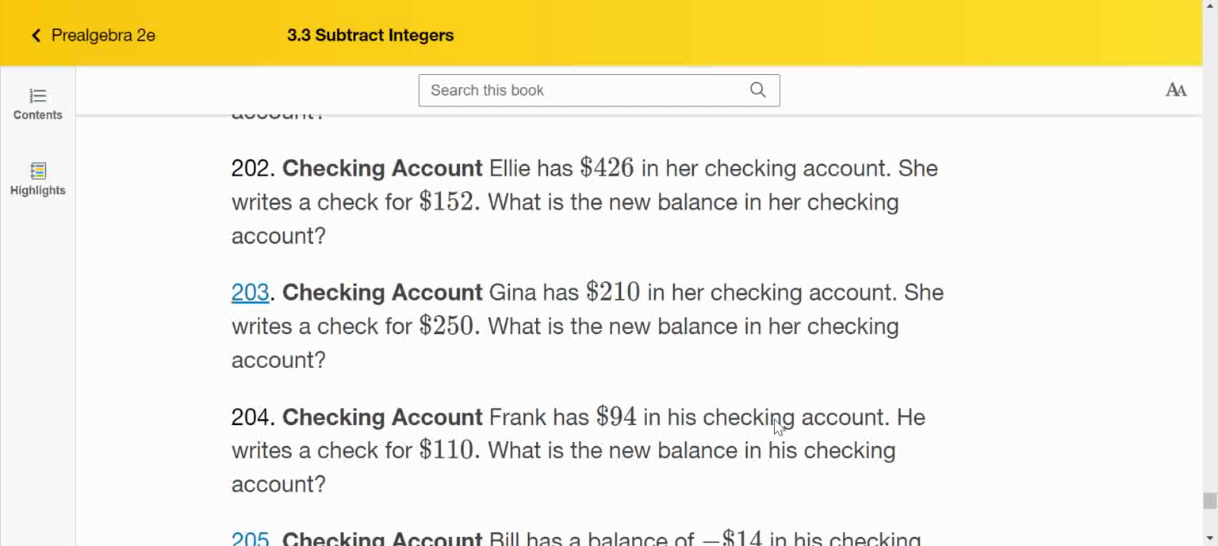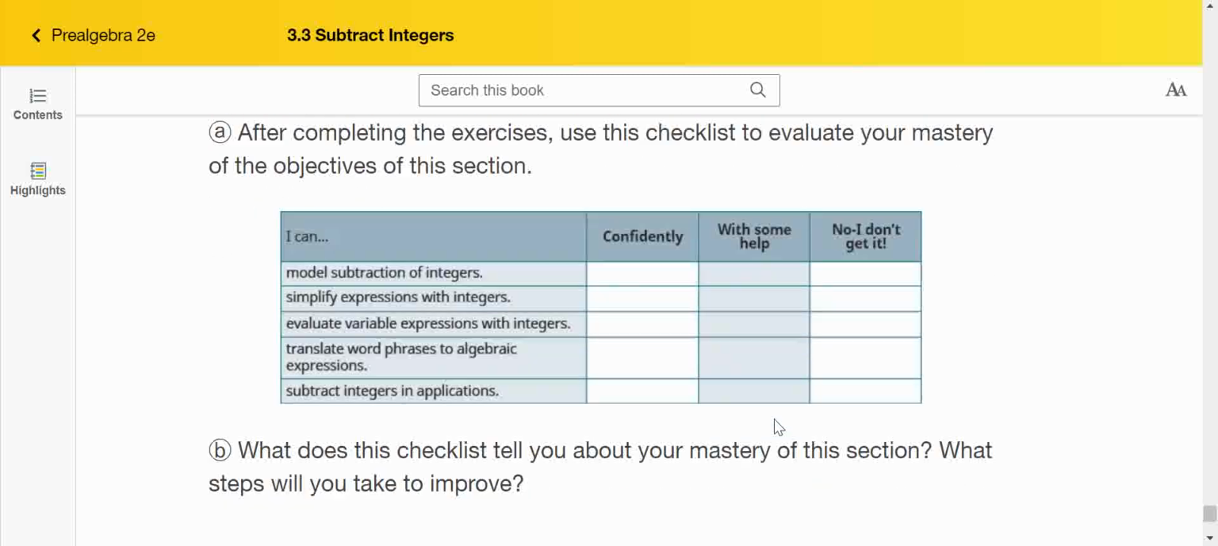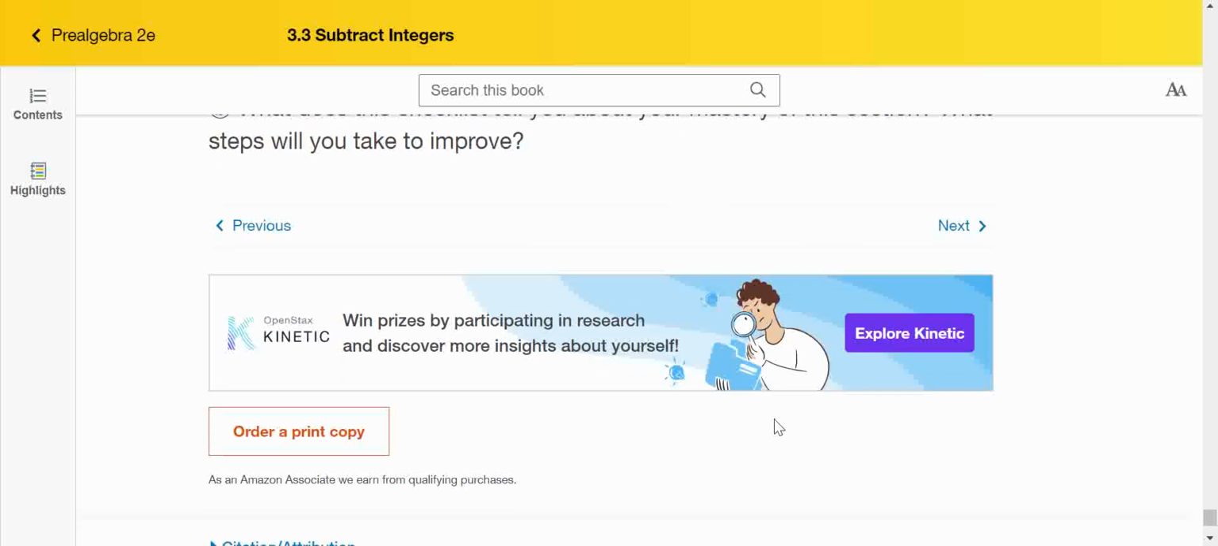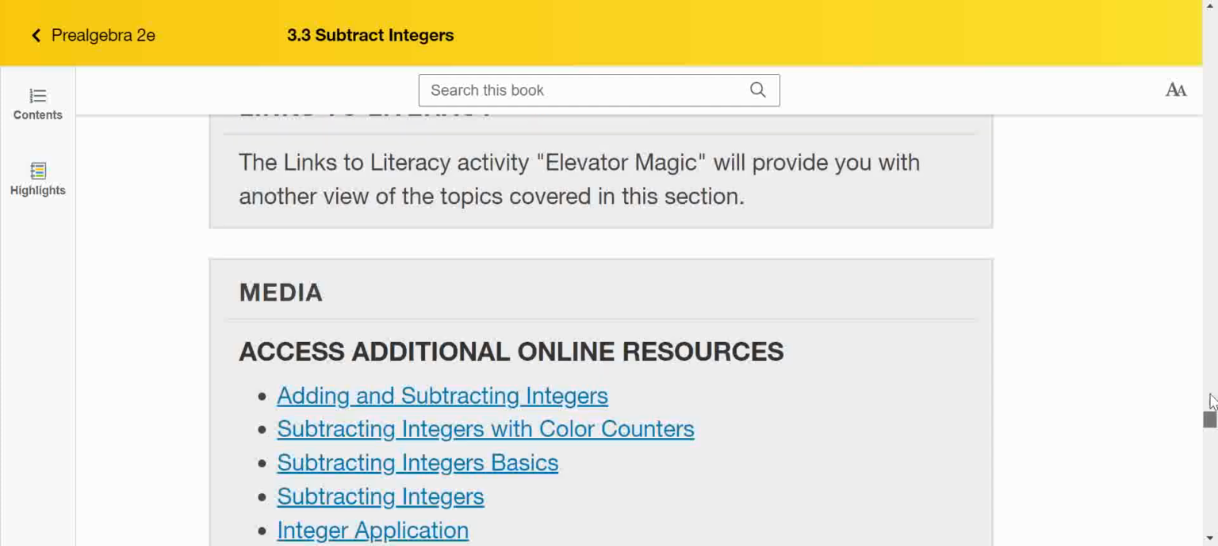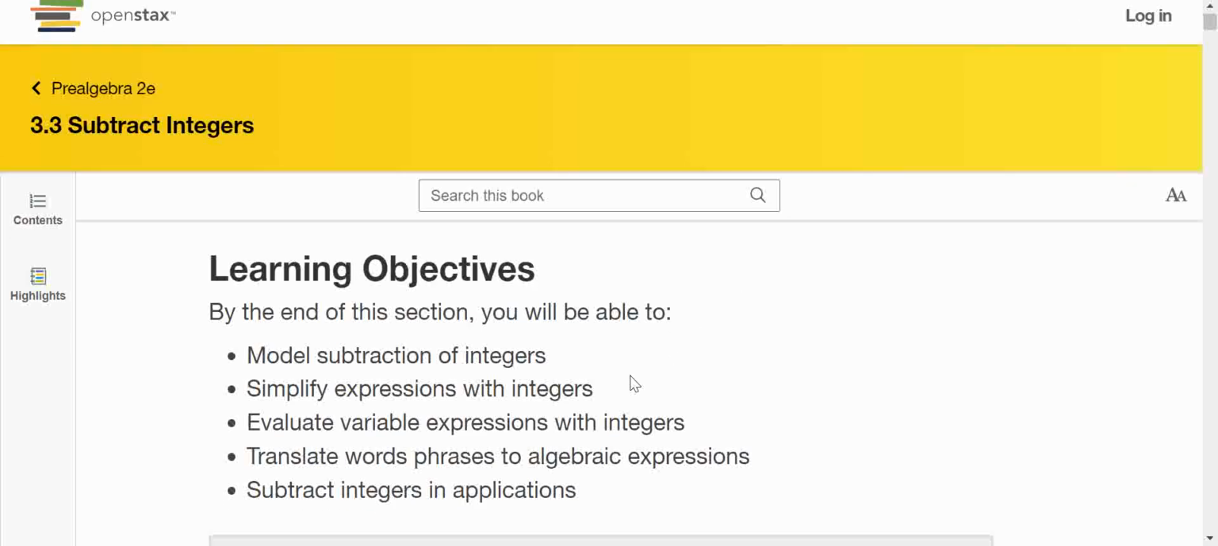And there you have it. Chapter 3.3, subtract integers.